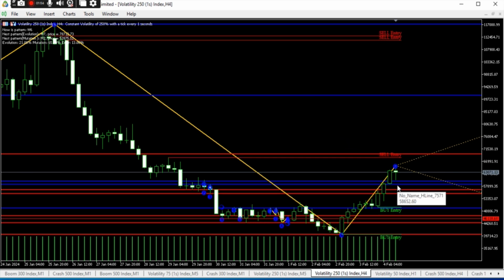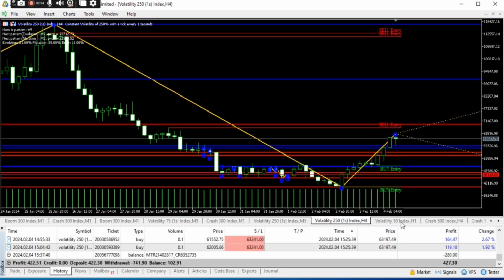After it has given us a sell opportunity, we can go to smaller time frames like M5, M1, then we enter our trades there. So now it gave me this buy entry in the morning, and I need to show you the results. Alright, so this is the account I was trading in the morning. As you can see, we have a profit of 422.